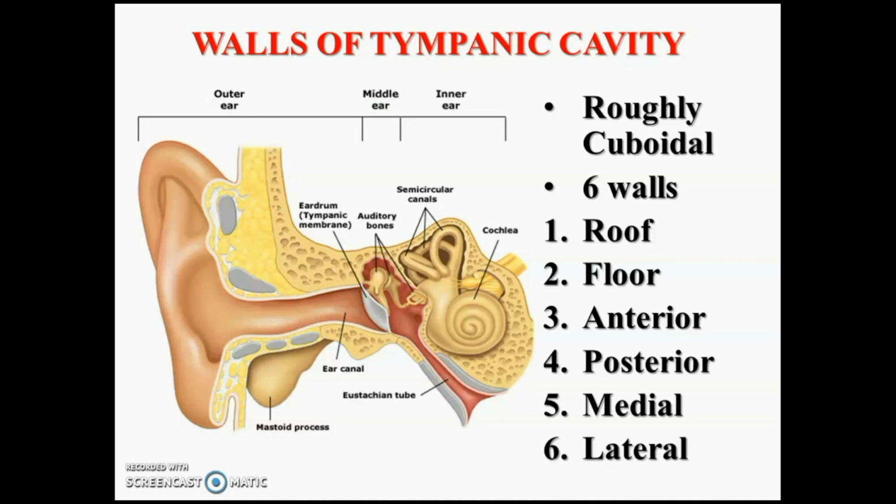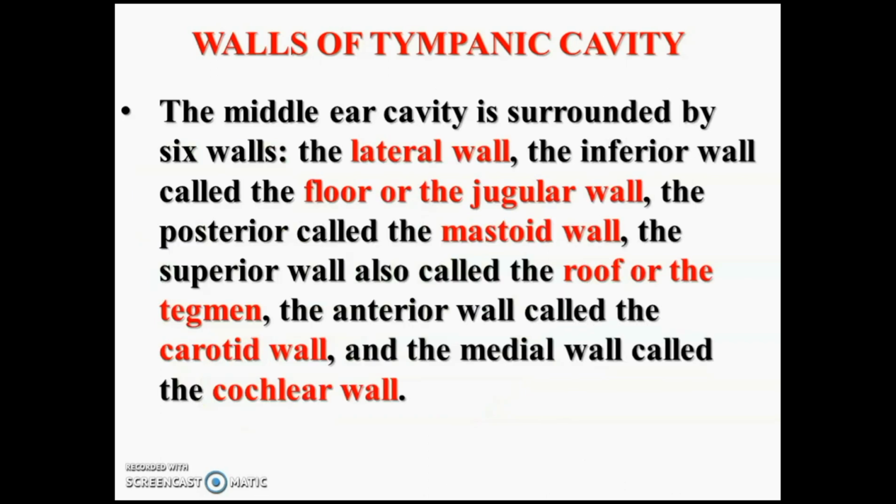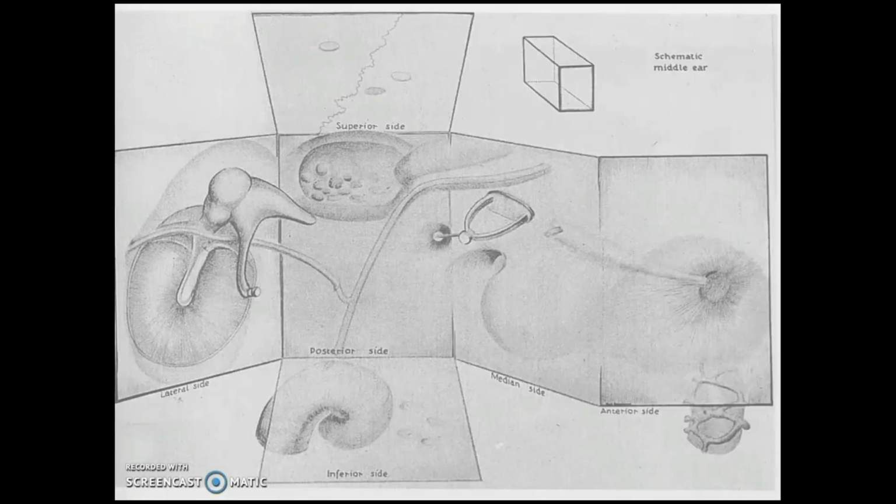So coming to the walls, how many walls are there? 6 walls, because it is roughly cuboidal. It has a roof, floor, anterior wall, posterior wall, medial wall and lateral wall. So the different walls have different names based on the content. The lateral wall is formed by tympanic membrane. The inferior wall is also called as floor or jugular wall. The posterior wall is called as mastoid wall. The superior wall is also called as roof or tegmen. Anterior wall is called as the carotid wall, as it is related to carotid artery. Whereas the medial wall is related to cochlea, is called as cochlear wall.